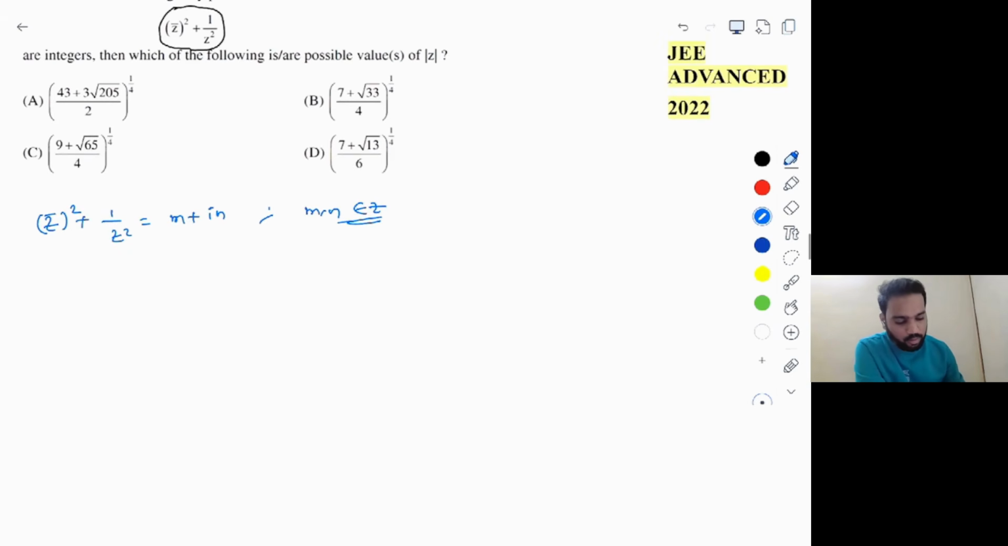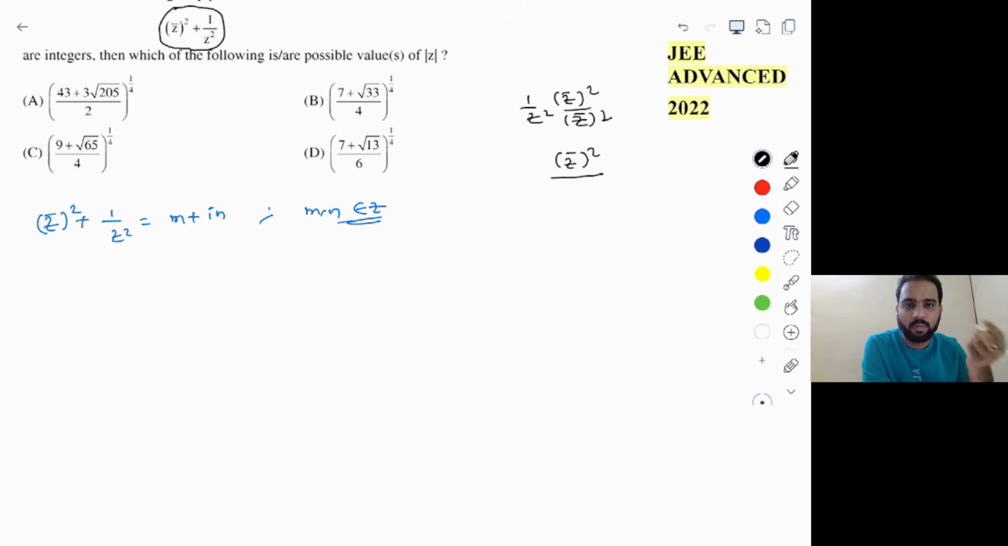Okay. Now I'm going to do a small simplification here. In the second term, 1 by z square, I will multiply and divide by z bar whole square. You can look at the calculation that I'm doing here on the right. So 1 by z square, if I multiply and divide by z bar whole square, it will be z bar whole square divided by, now the denominator is z square into z bar whole square, that can be written as z into z bar whole square.